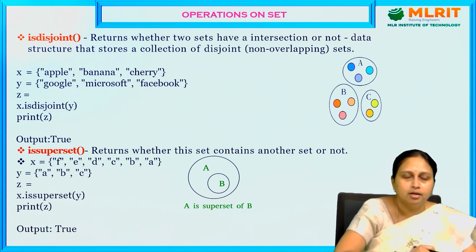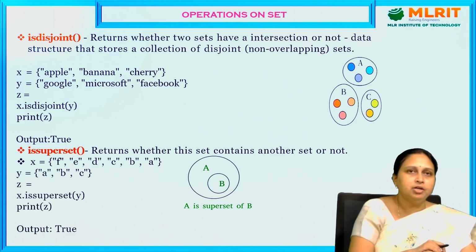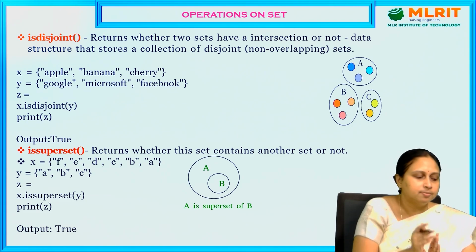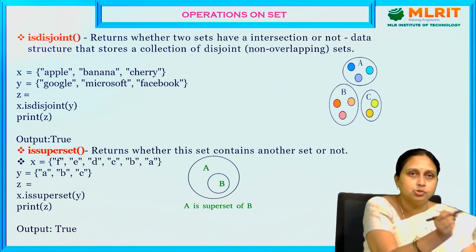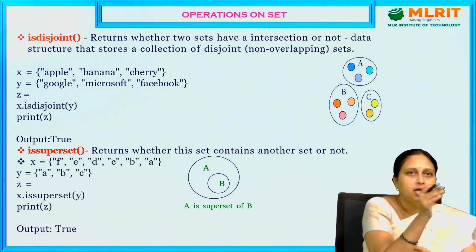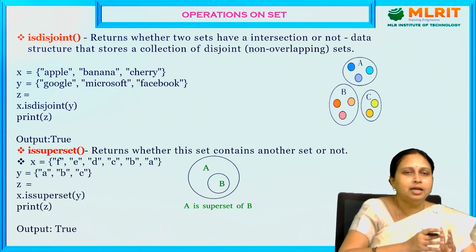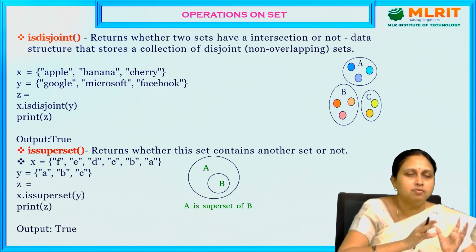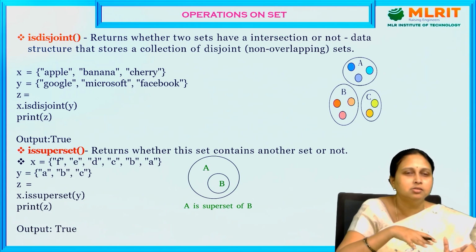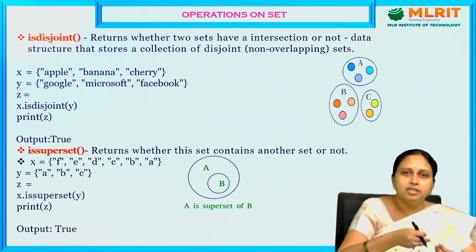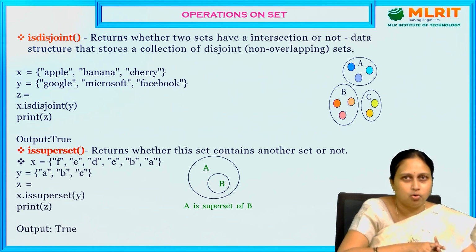The next one we have is isdisjoint. This is another operation we perform on sets. Let us see the definition. What is isdisjoint, what is it going to do? isdisjoint checks between two sets that have been created whether there is anything in one set that is also in the other set, that is, whether both have the same elements or not, right?